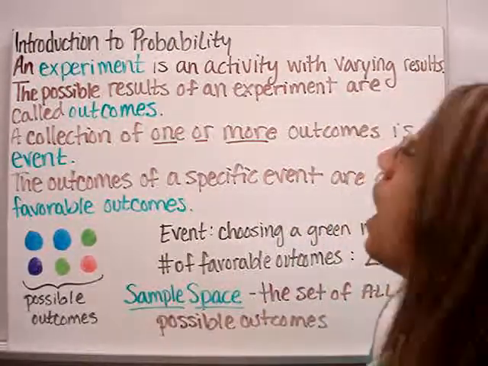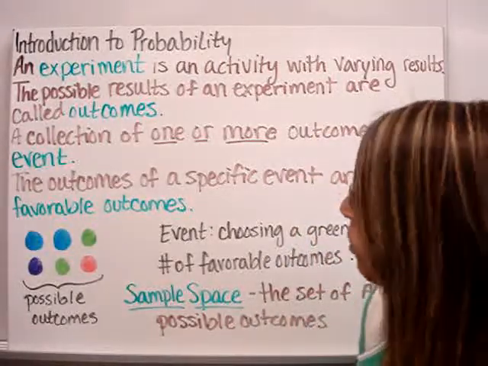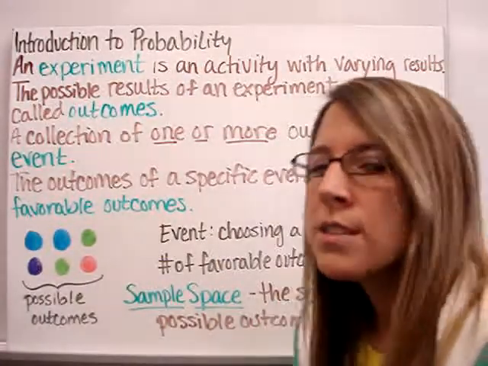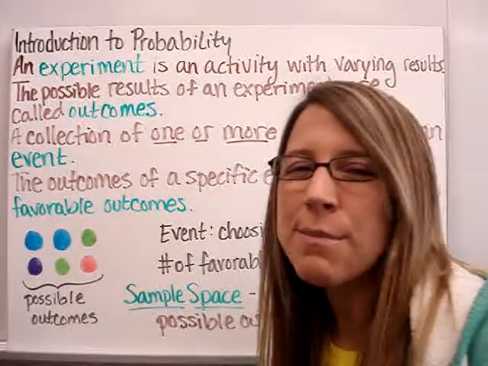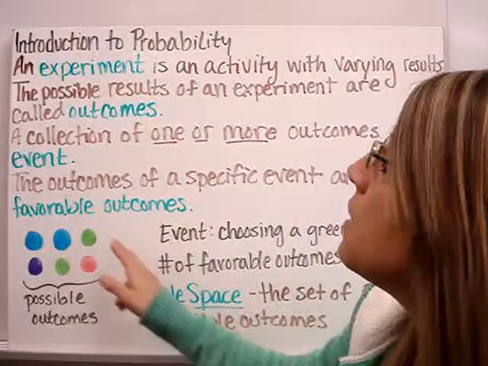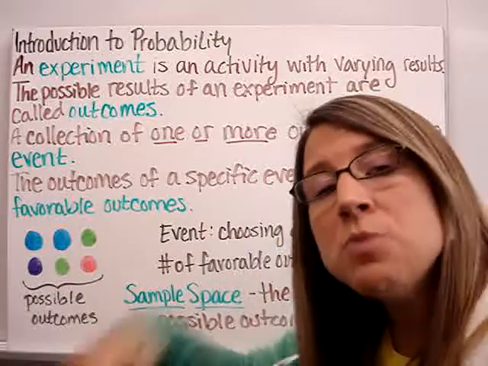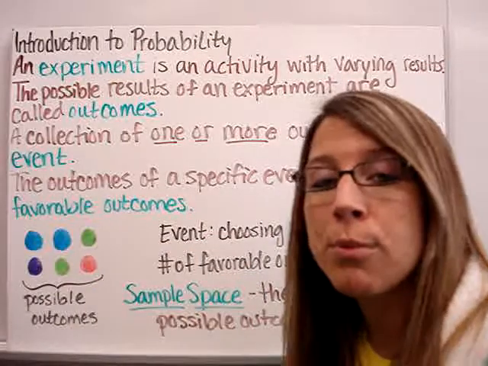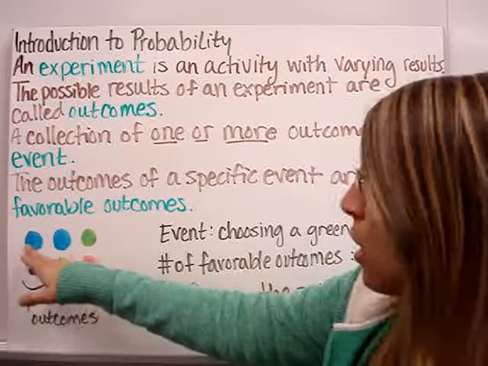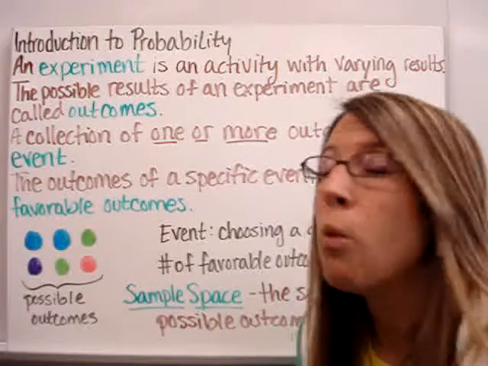A collection of one or more outcomes is an event, and the outcomes of a specific event are called favorable outcomes. So that kind of all sounds like a bunch of mess, so we're going to try to make it make sense very quickly for you. Here you have 6 marbles. Let's say these 6 marbles are in a bag. If you reached into that bag to pull out one marble, the possible outcomes that you may end up with are a blue marble, a green marble, purple, green, or red if you pulled out one.